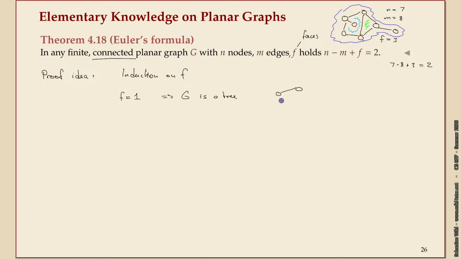And then basically it looks something like this. It might branch off. It can have arbitrary degree, right? It can have long branches, or it can have high degree vertices. But it will always look something like this.